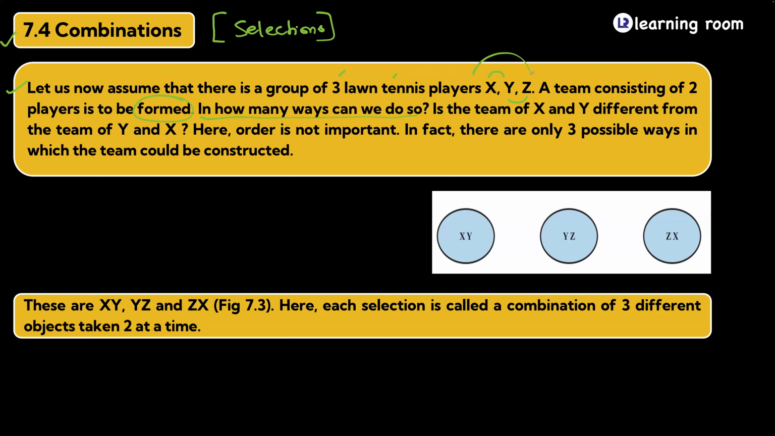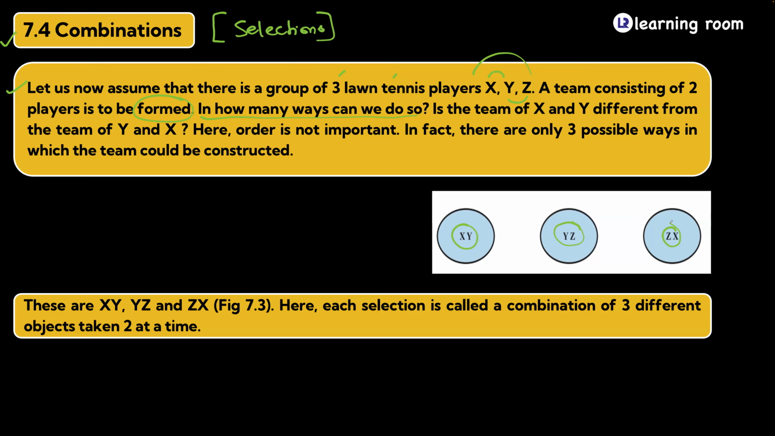So if you build a team of this combination XY, you call it a combination. Similarly, YZ is a combination and ZX is also a combination, because here the order is not important. XY means the same as YX. Whereas in permutations, order is important, because if the digit 1 has to come in the thousands position, it has to come only in that position. You cannot put 1 elsewhere and say it is the same number. So for permutations, order is important, whereas for combinations, order is not important.